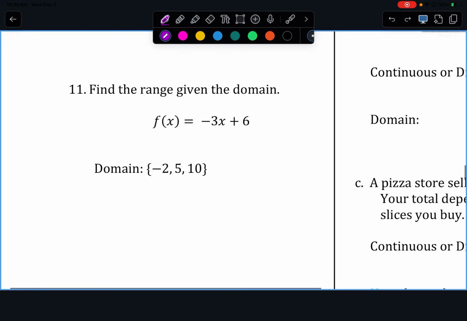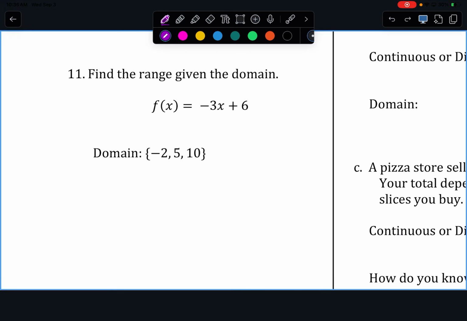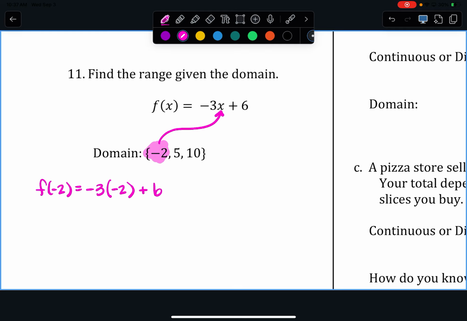All right, number 11 is very much like number 9, right? It's the same exact thing. They're giving you an f function, and they gave you 3 different x values. So I'm going to do the exact same thing I just did a second ago, right? I'm going to take the negative 2, and they're telling me to substitute that in for x. And I'm going to do them one at a time. So here we go. F of negative 2, negative 3, parentheses, put him in his own little set of parentheses.